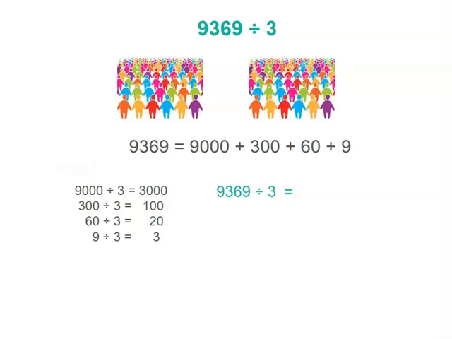So now let's add those up. We've got 3,123. So we added those parts up, and we now know that 9,369 divided by 3 equals 3,123. Now we can also do some renaming of our digits to help us. So see if you like this method.